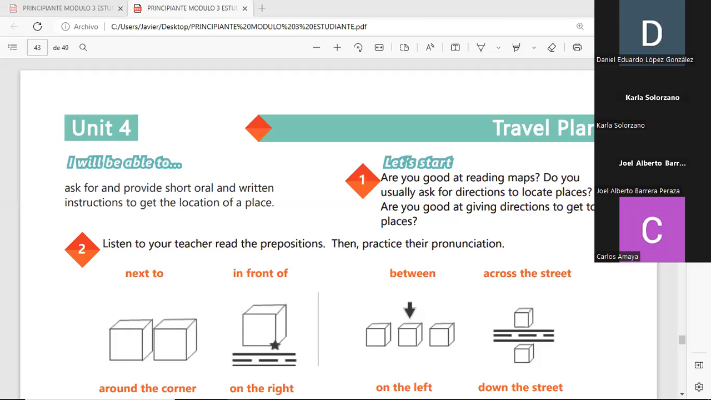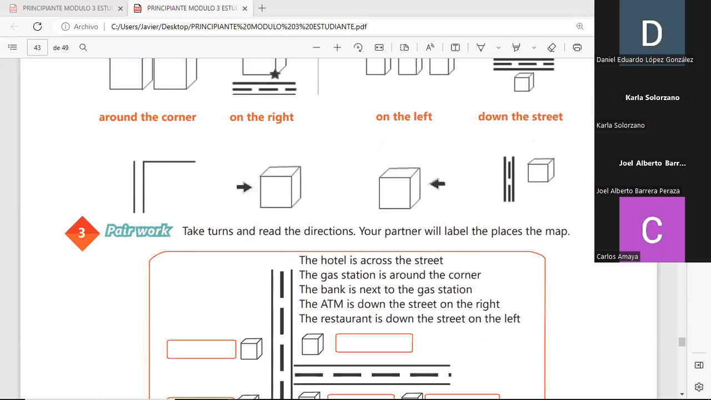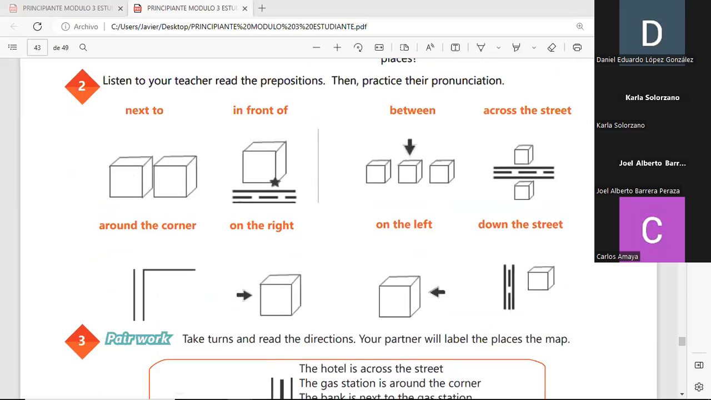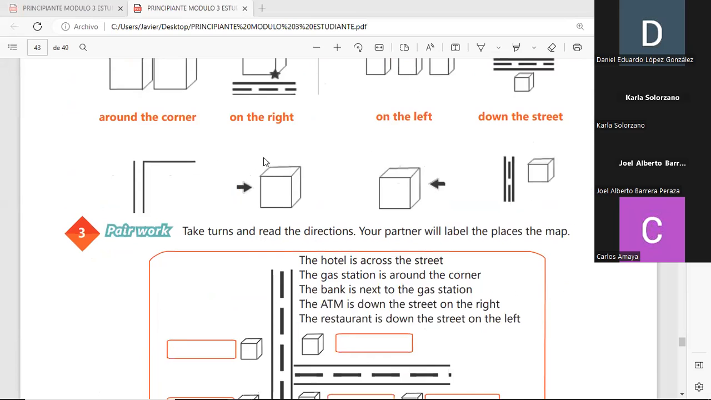Okay. Page number. In the manual, page 43, look. Next to, in front of, between, across the street, que es lo mismo que in front of, mire. In front of y across the street son lo mismo. The same, right? And then, around the corner, al doblar la esquina, right? On the right, on the left, and down the street.